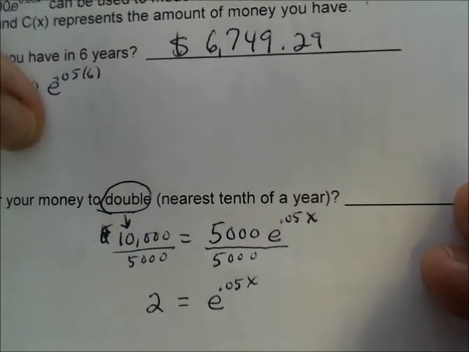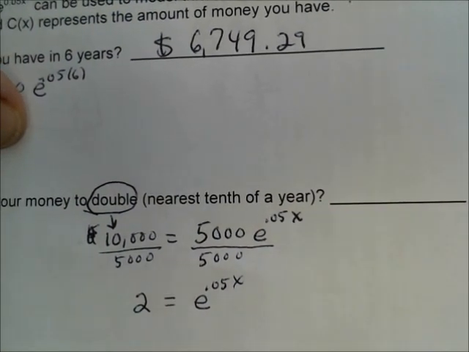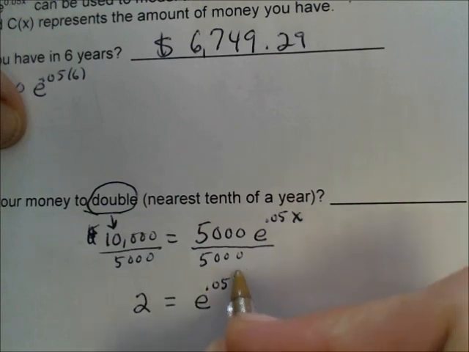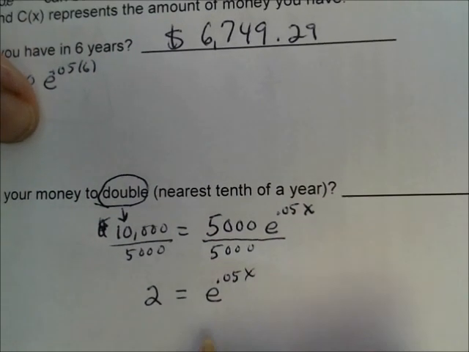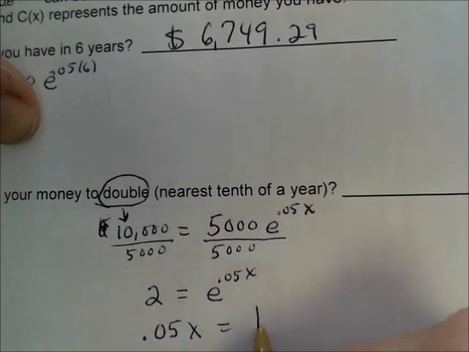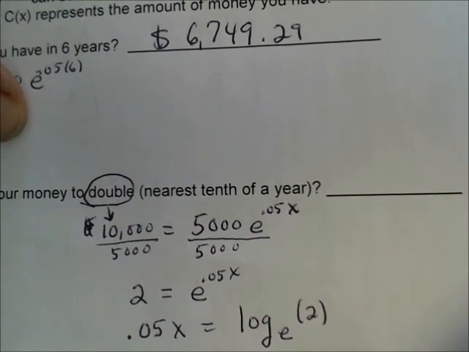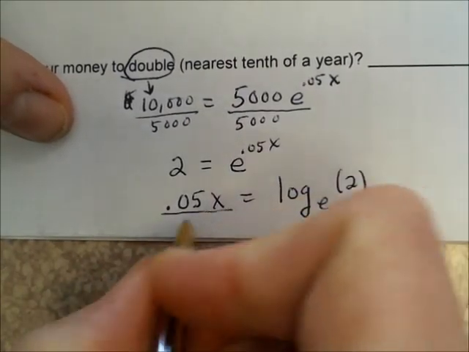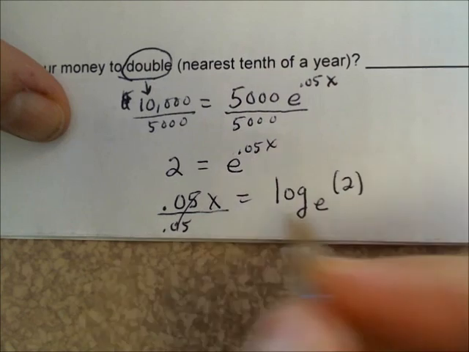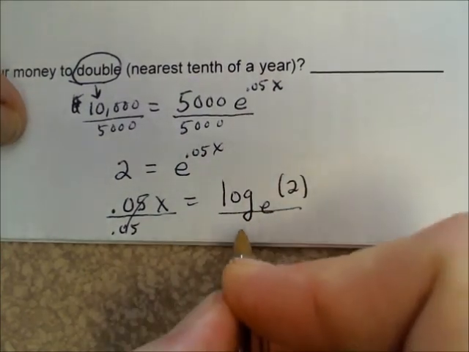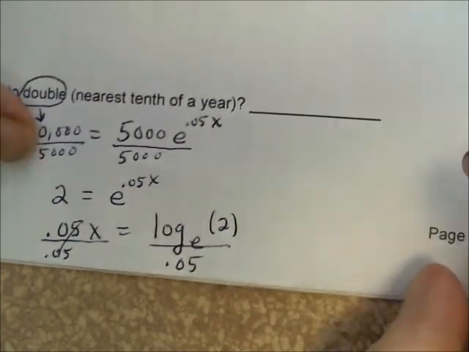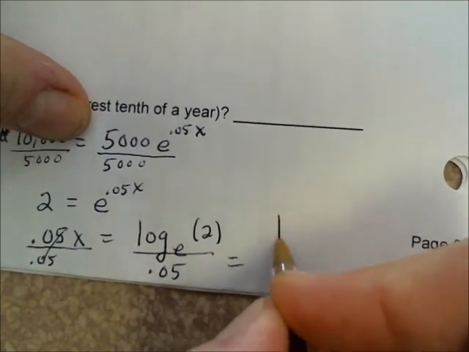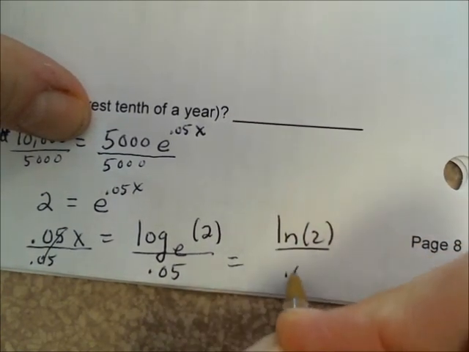And now we have an equation like we had before, and we can write this as a logarithm because we are trying to solve for this exponent. So we can say 0.05x is the exponent on base e that's going to give us a 2. And then to solve this for x, all you have to do is divide both sides by 0.05, and x will be the number of years. So we're going to divide both sides by 0.05, and log base e of 2 is just the ln of 2 divided by 0.05.